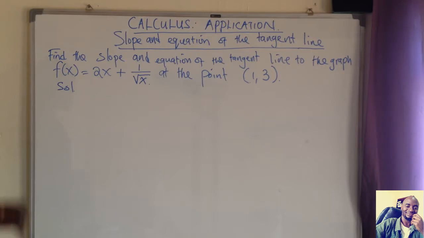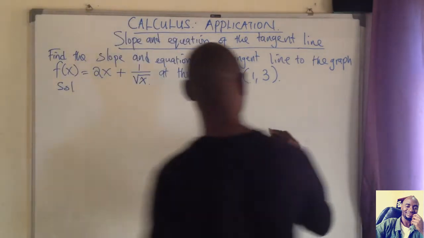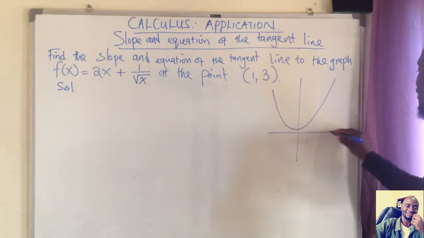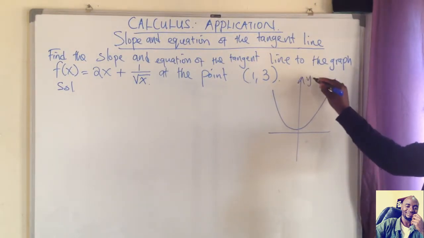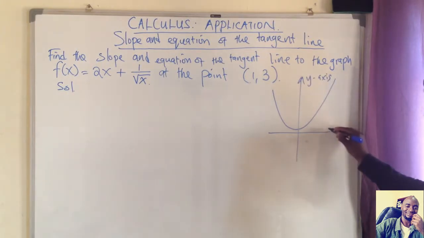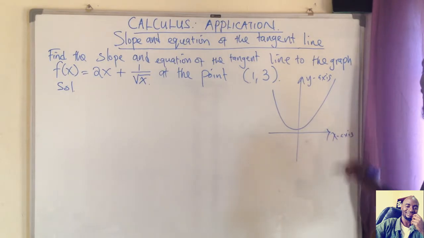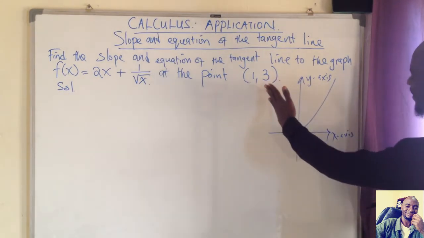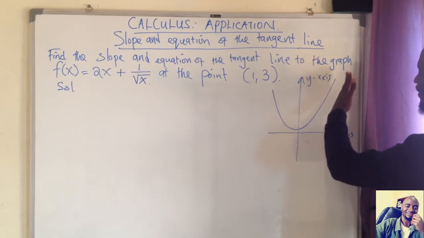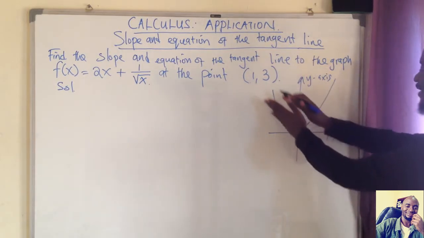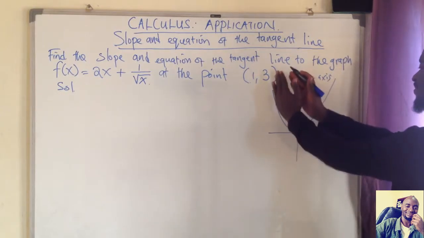Now, calculus deals with changing quantities. So if I have a curve like this one, that is the y-axis, this is the x-axis, you realize that the slope of this particular curve is changing at any particular value of x. At any moment in time, at any values of x, the slope is changing.